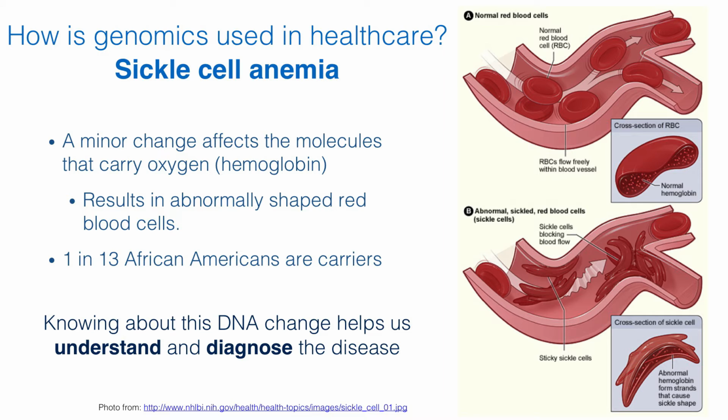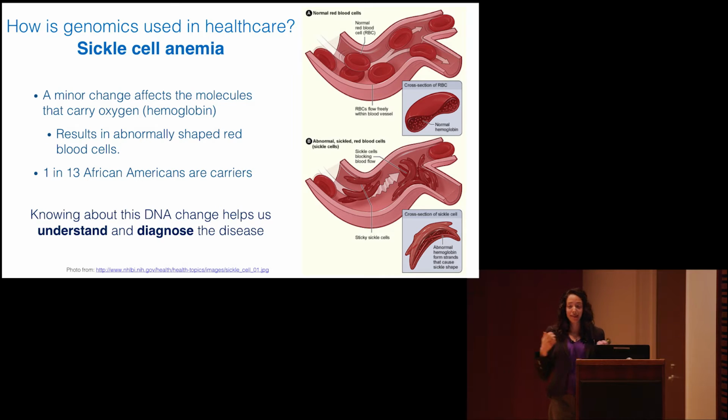And hopefully you can see in the photo here that what happens is the shapes of your red blood cells, instead of being sort of like a donut shape, they end up being a sickle shape. And they end up piling up in blood vessels. Okay, and so this is a very minor change in the molecule that carries oxygen in your blood. And what happens is the cells get stuck together, and it basically can be like a blood clot where the blood can't flow through anymore and you can't get oxygen to your tissues.